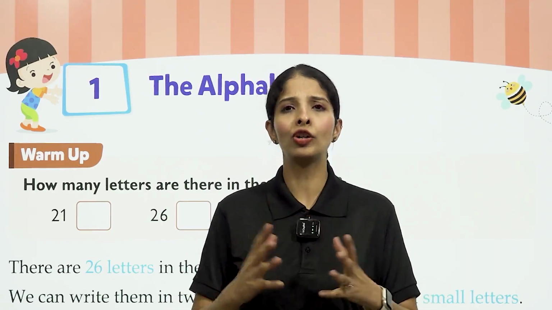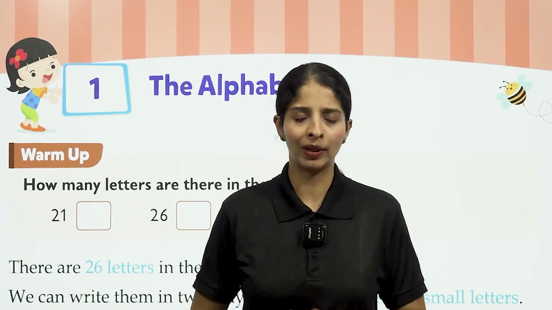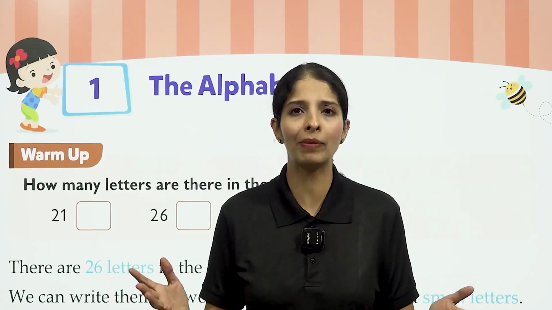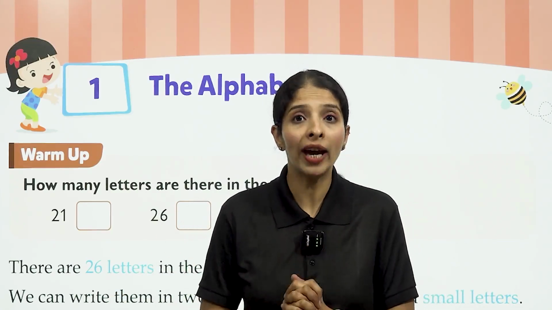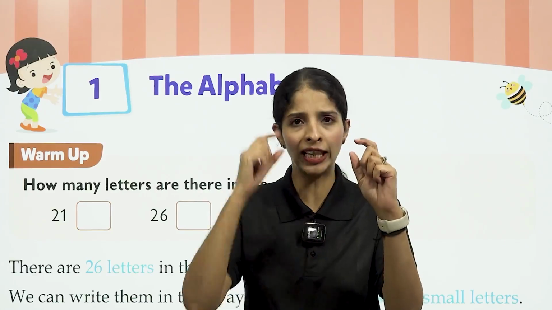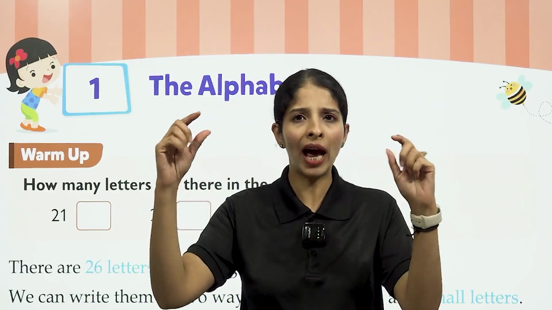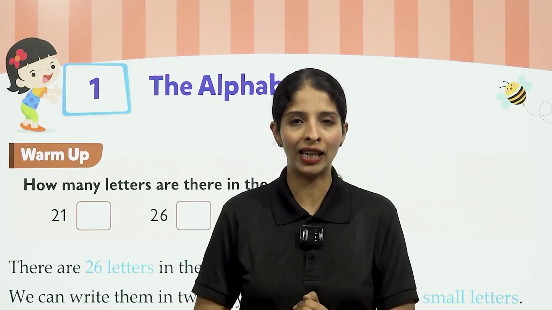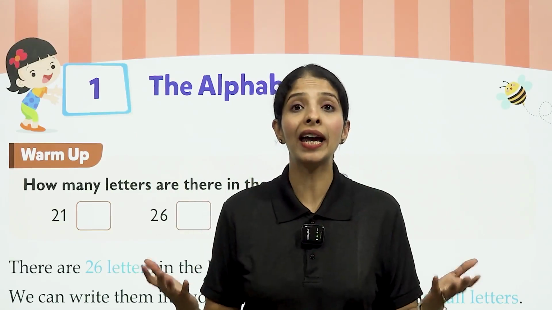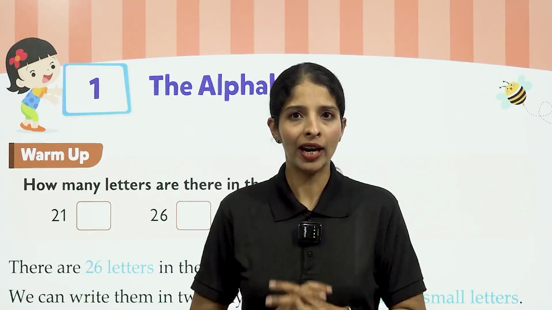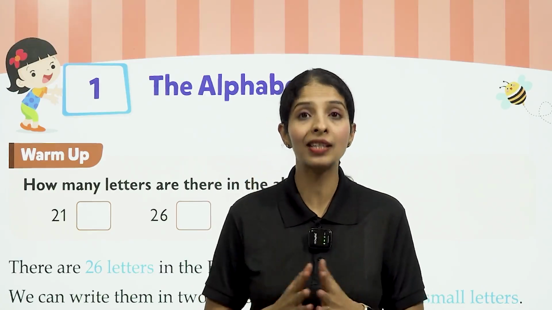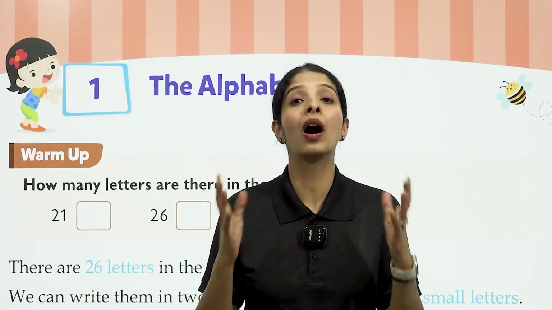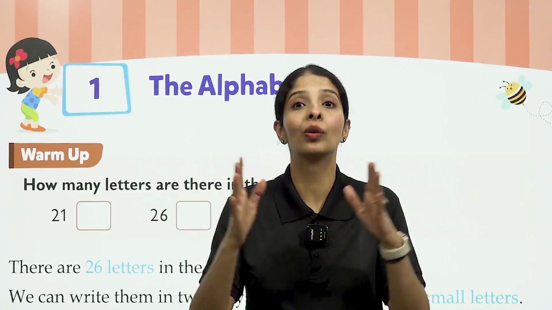Now, if I want to make a word boy, B for boy, we all remember. Which letters do I need to make the word boy? I need B, I need O, and I need Y. When I combine these three letters, I end up writing boy. So, the alphabet is a group of letters that help us to form words.